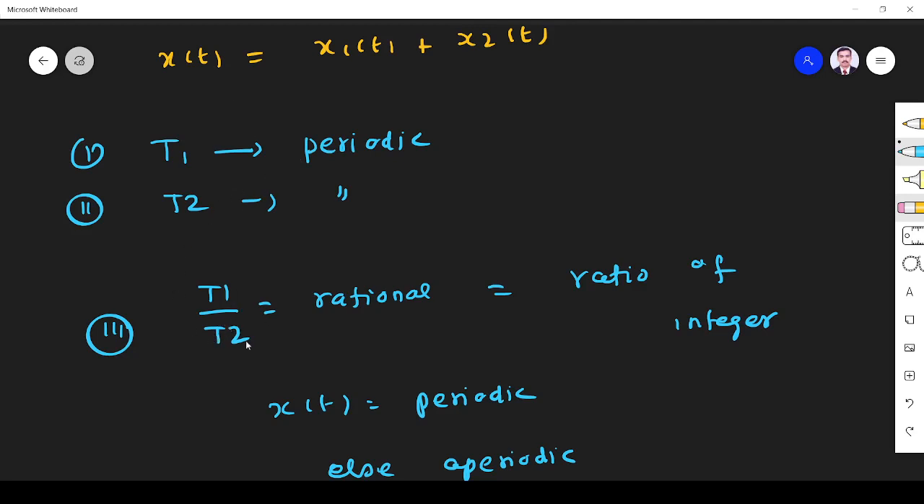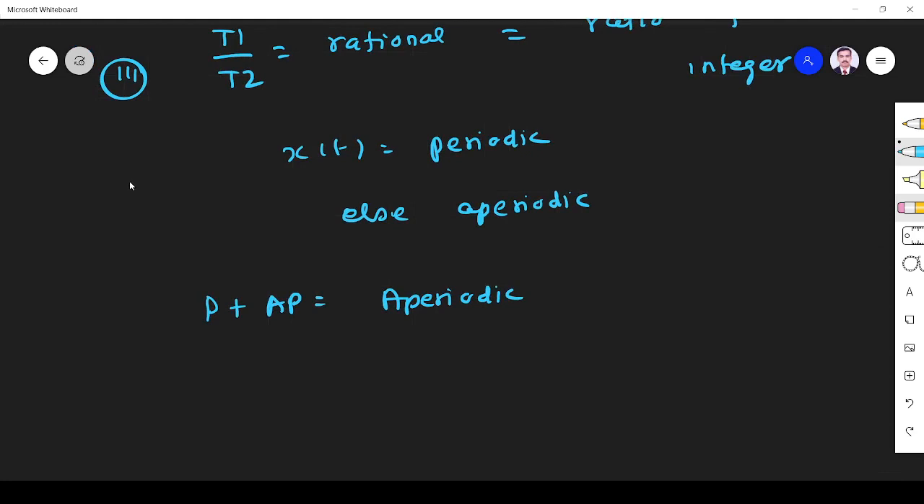We have to check T1 by T2. If T1 by T2 gives a rational number, then only we can say x of t is periodic. So we have to perform 3 steps whenever you want to find whether a composite signal is periodic or not. That is a very, very important point. So here we have to know some shortcuts.